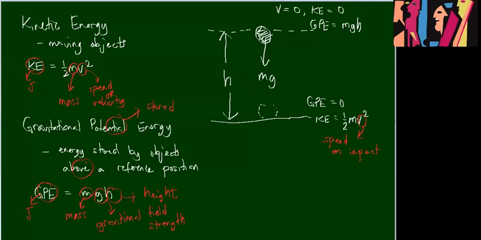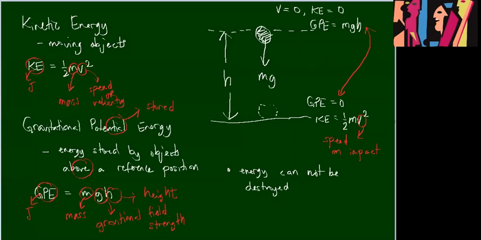So have a look at this. At the top, my GPE is mgh. At the bottom, my GPE is 0. It looks like the GPE was destroyed. Well, that can't be, because energy cannot be destroyed.